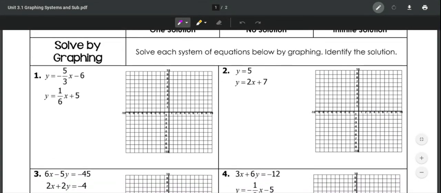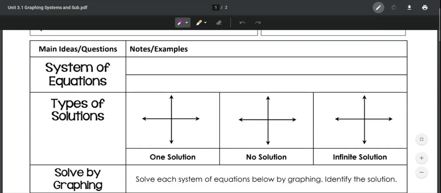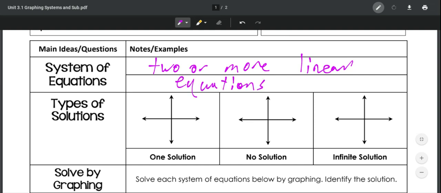So let's look at our notes. This is just systems of equations. That just means two. Let me make this a little bit bigger. So it's just going to be two or more linear equations. So that's just like straight lines, pretty much.